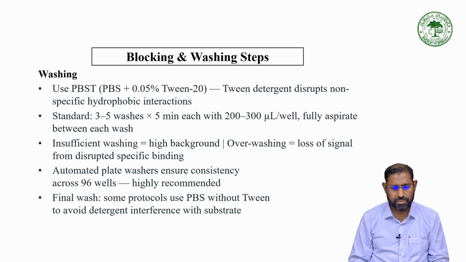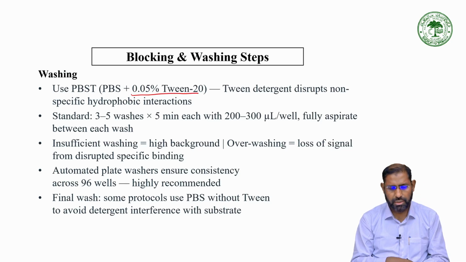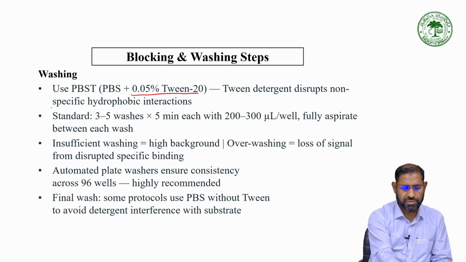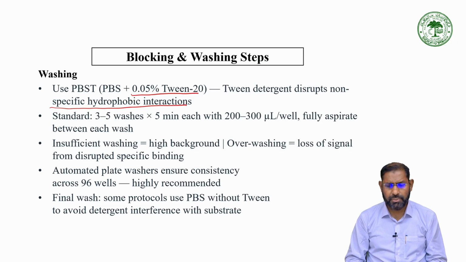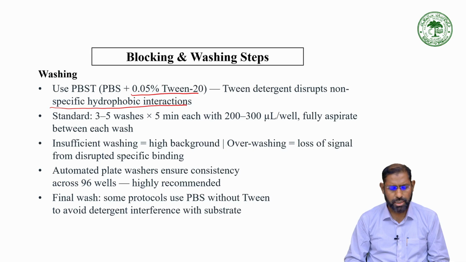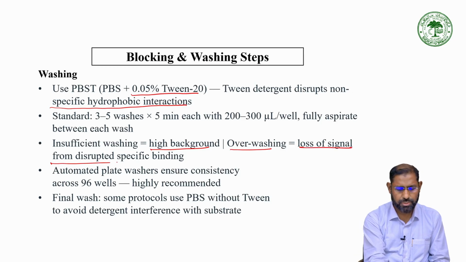Blocking and washing step. In washing, we use PBST, PBS plus 0.1% Tween 20. Tween detergent disturbs the non-specific hydrophobic interaction. That is the role of Tween detergent. As a standard, we do 3 to 5 washes of 5 minutes each with 200 to 300 microliter per well. Fully aspirate between each wash. Insufficient washing gives high background, and overwashing lowers the signal by disturbing specific binding.